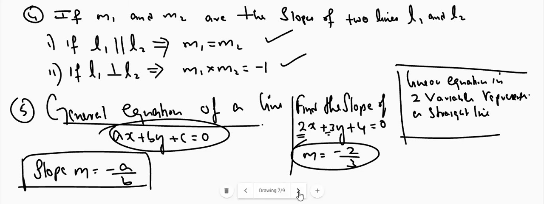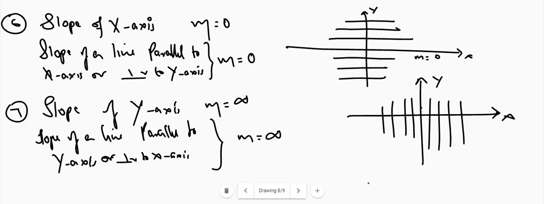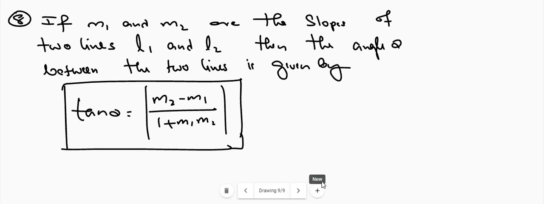Okay. Next, number 6 is, slope of x axis is 0 and slope of y axis is infinity. Slope of any line parallel to x axis is 0 and any line parallel to y axis is always m equal to infinity. Then the angle between any two lines is tan theta equal to modulus of m2 minus m1 divided by 1 plus m1 m2.